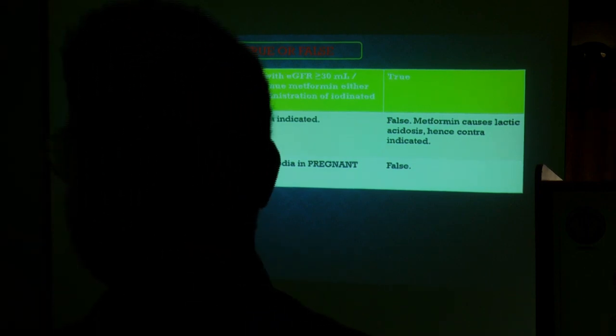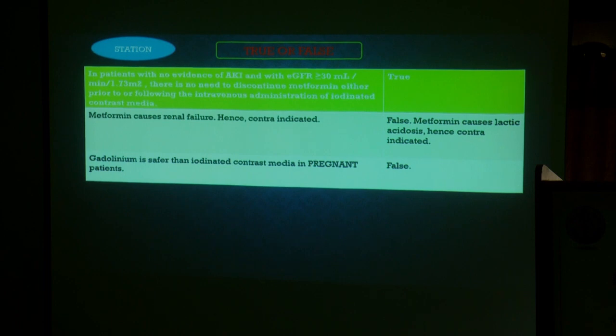But before going into this true or false, can metformin be used for renal failure patients? Can metformin-taking patients be exposed to contrast agents? If no, why? If yes, substantiate. So, metformin causes renal failure, true or false? It is false. Metformin doesn't cause renal failure. It causes lactic acidosis only. So metformin is contraindicated because it causes lactic acidosis, and gadolinium can be employed.